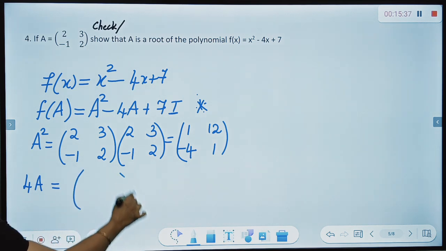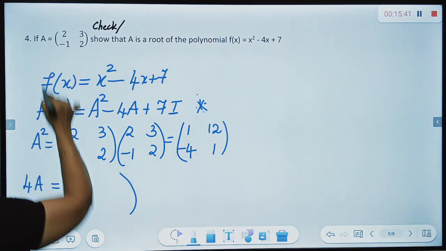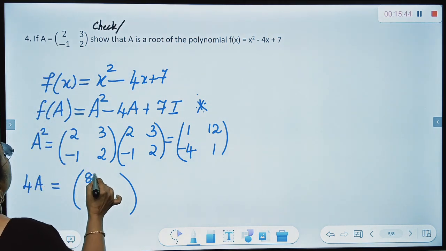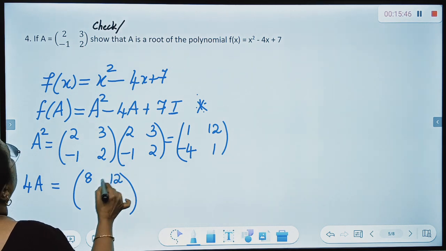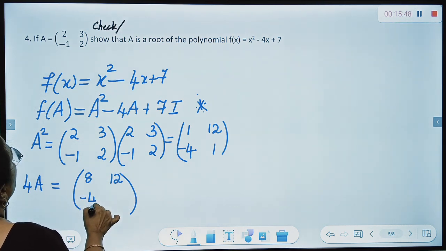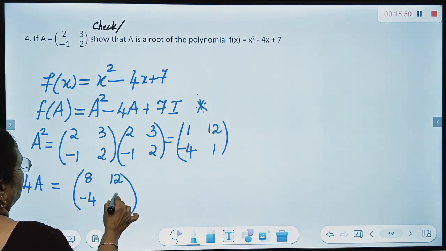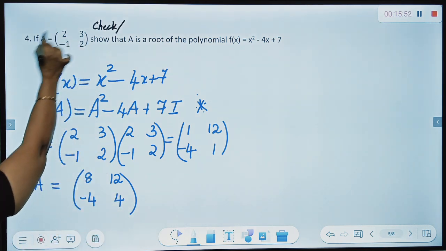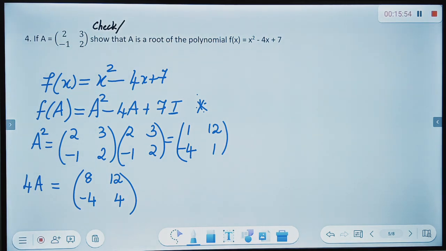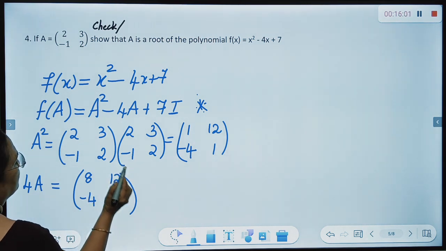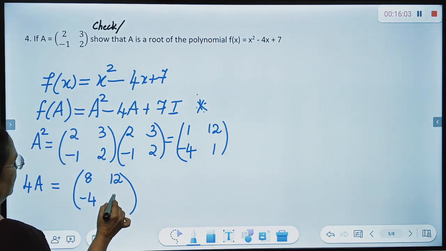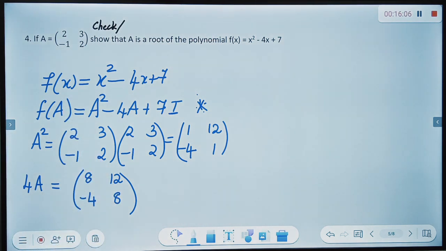4a will be every term of A multiplied by 4. So when I multiply by 4, I will get 8, 12, minus 4 and 8. I have multiplied the entire thing by 4: 2 into 4 is 8, 3 into 4 is 12, minus 1 into 4 is minus 4, 2 into 4 is 8. So this is 4a.